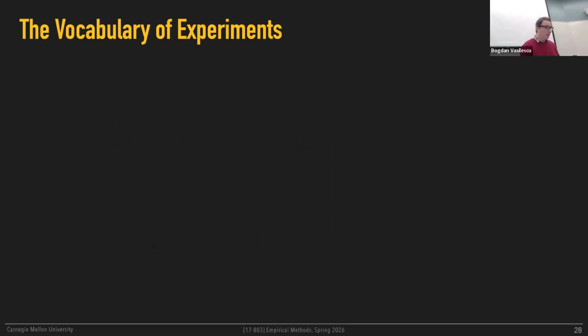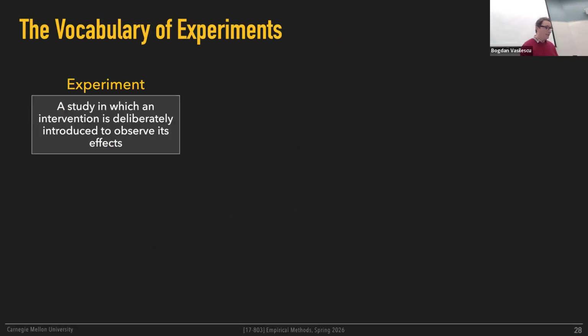Okay, so let's talk a bit about the vocabulary of experiments. So when we say experiment, we mean, for example, a study in which any intervention is deliberately introduced to observe its effects. So, like you introducing a new tool or something to observe how people get better at some task could technically be considered an experiment.